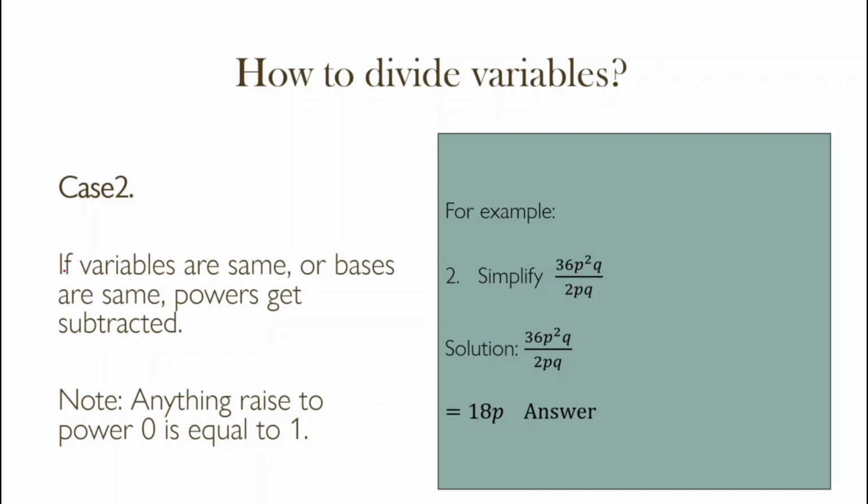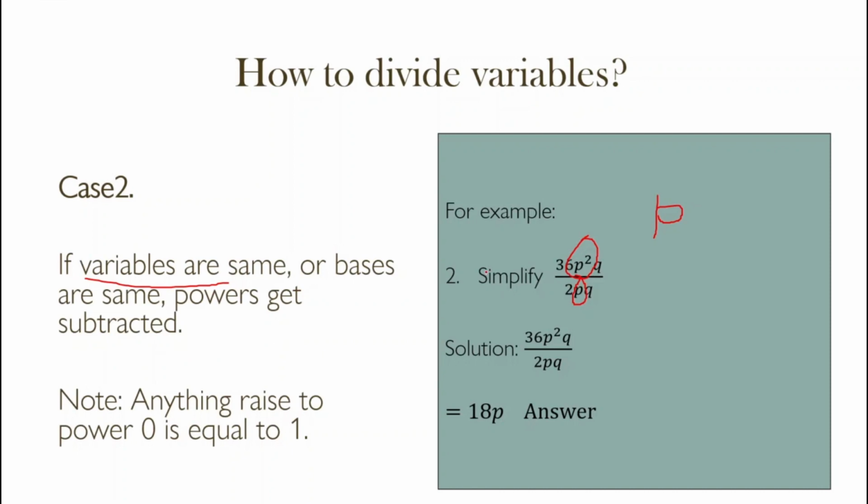So the rule is written on the left side. If variables are same or the bases are same, powers get subtracted. What do we mean by it? Let's first choose the variable for which we want to solve first. Since there are two variables p and q, let's suppose we are solving for p first. But as you can see, there is p in the numerator and also p as a variable in the denominator. It's written if variables are same.